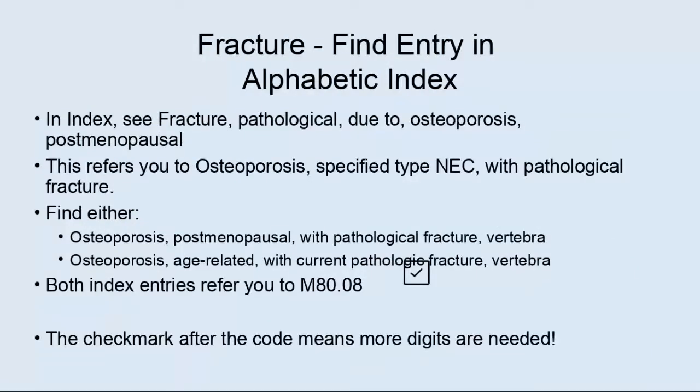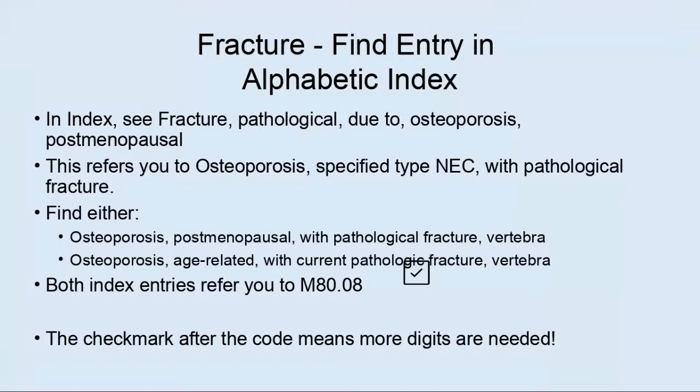Okay, so first of all, let's find the entry in the alphabetic index. In the index, find fracture pathological due to osteoporosis postmenopausal. This refers you to osteoporosis specific type NEC with pathological fractures. So you have to go in the index to osteoporosis, and you can go either osteoporosis postmenopausal with pathological fracture of vertebrae or osteoporosis age-related with current pathological fracture. Both will send you to M80.08.